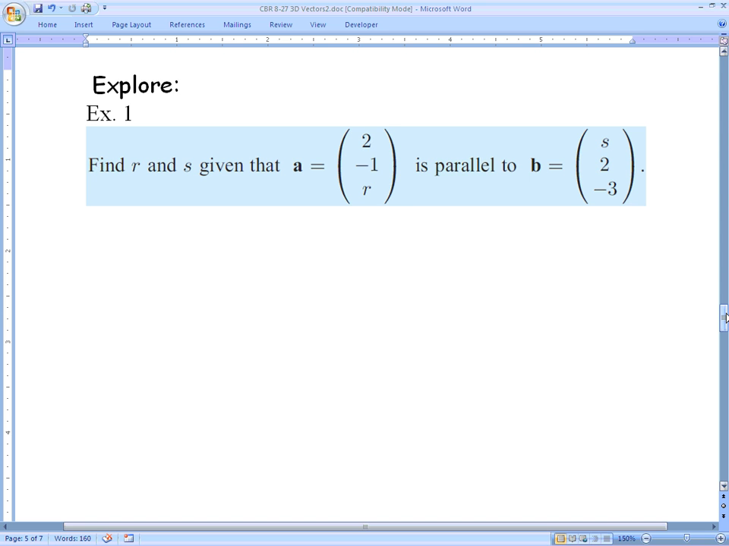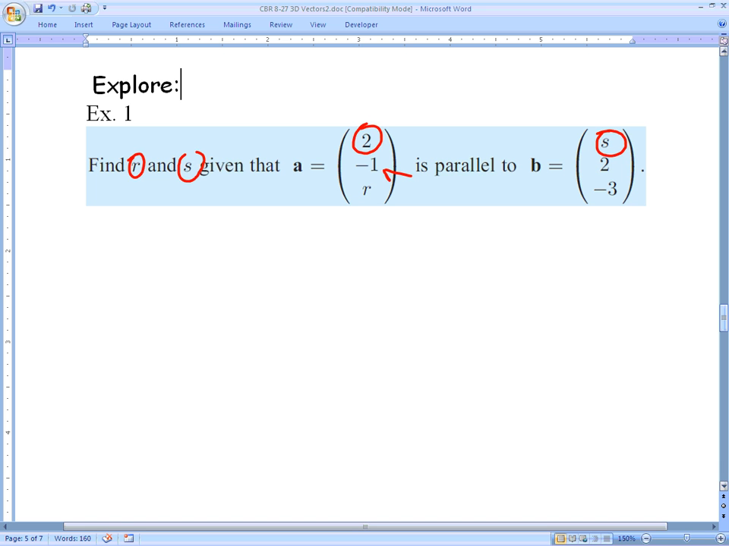Here's one dealing with 3-dimensional vectors and parallelism. We want to find the components R and S given that vector A is parallel to B. Well, the 2 and the S, I know there's some scalar that I can multiply by to turn the 2 into the S, but I don't know what that is.